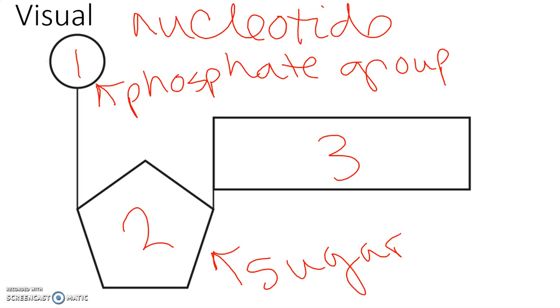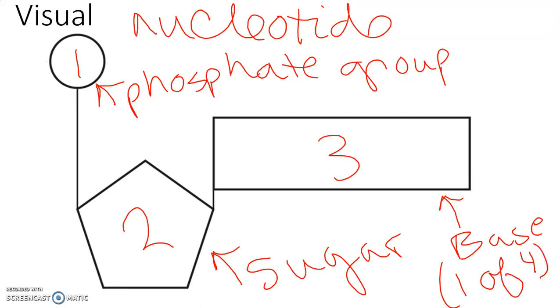And then the third part of a nucleotide is a base. And there are 4 bases total. So this rectangle would be one of 4 bases. Okay? So the entire structure is a nucleotide, and it's made of 3 parts, a phosphate group, a sugar, and 1 single base. So I'm going to connect this to the entire structure of DNA.